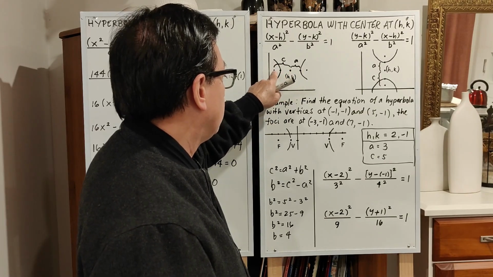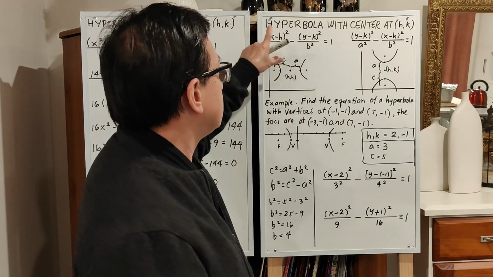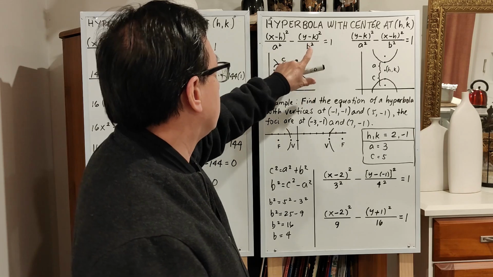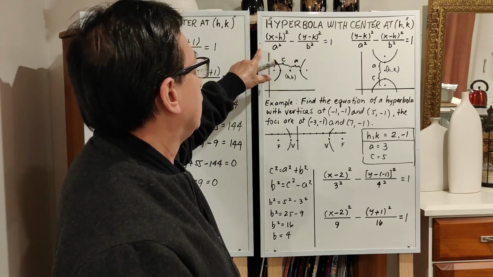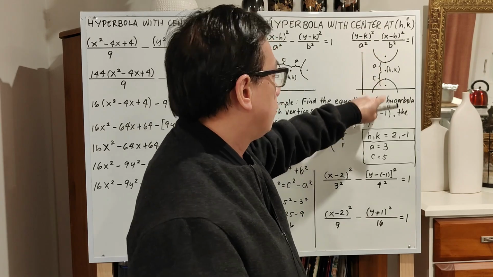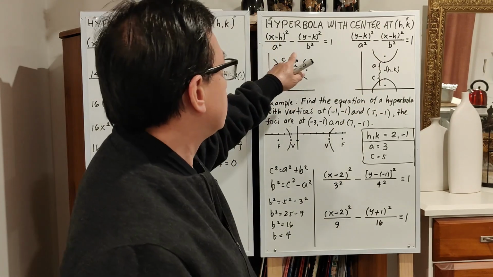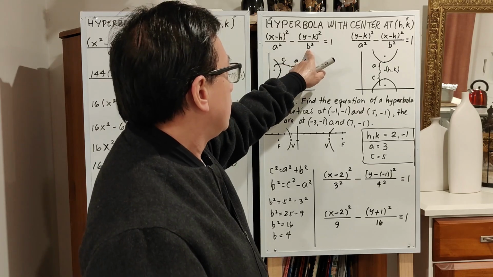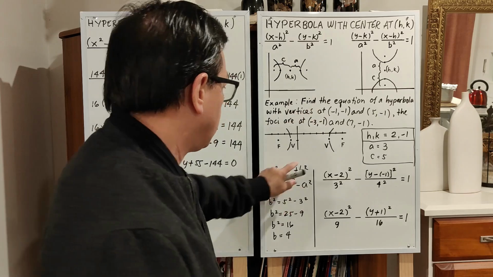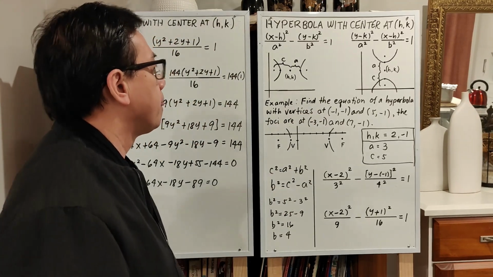Now a is the distance from the center to the vertex and c is the distance from the center to the focus. Now this is the standard equation of a horizontal hyperbola, and this is your standard equation for a vertical hyperbola. In the standard equation, there's a b. The relationship between a, b, and c is given by this equation: c squared is equal to a squared plus b squared.